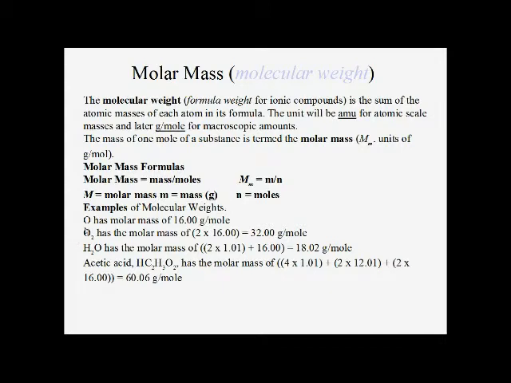So for molecular oxygen, which is how we find oxygen in the air, is O2. So that means we have to multiply our atomic mass by 2 to get the molecular mass. That means the molar mass of molecular oxygen is 32 grams per mole. For water, we have 2 hydrogens, 1 oxygen, so we multiply atomic mass of hydrogen by 2, add on the oxygen, we get 18.02 grams per mole.